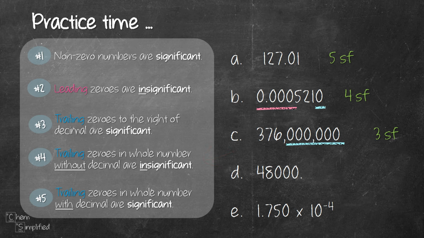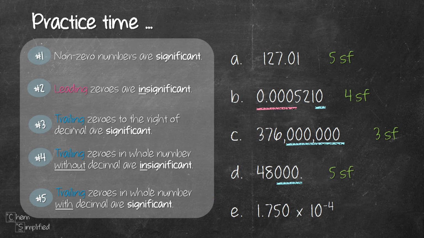Fourth question, 48000 point. 48000 point has 3 trailing zeros. Since this whole number has a decimal point, these 3 trailing zeros are significant, following rule number 5. Therefore, 48000 point has a total of 5 sig-fig.